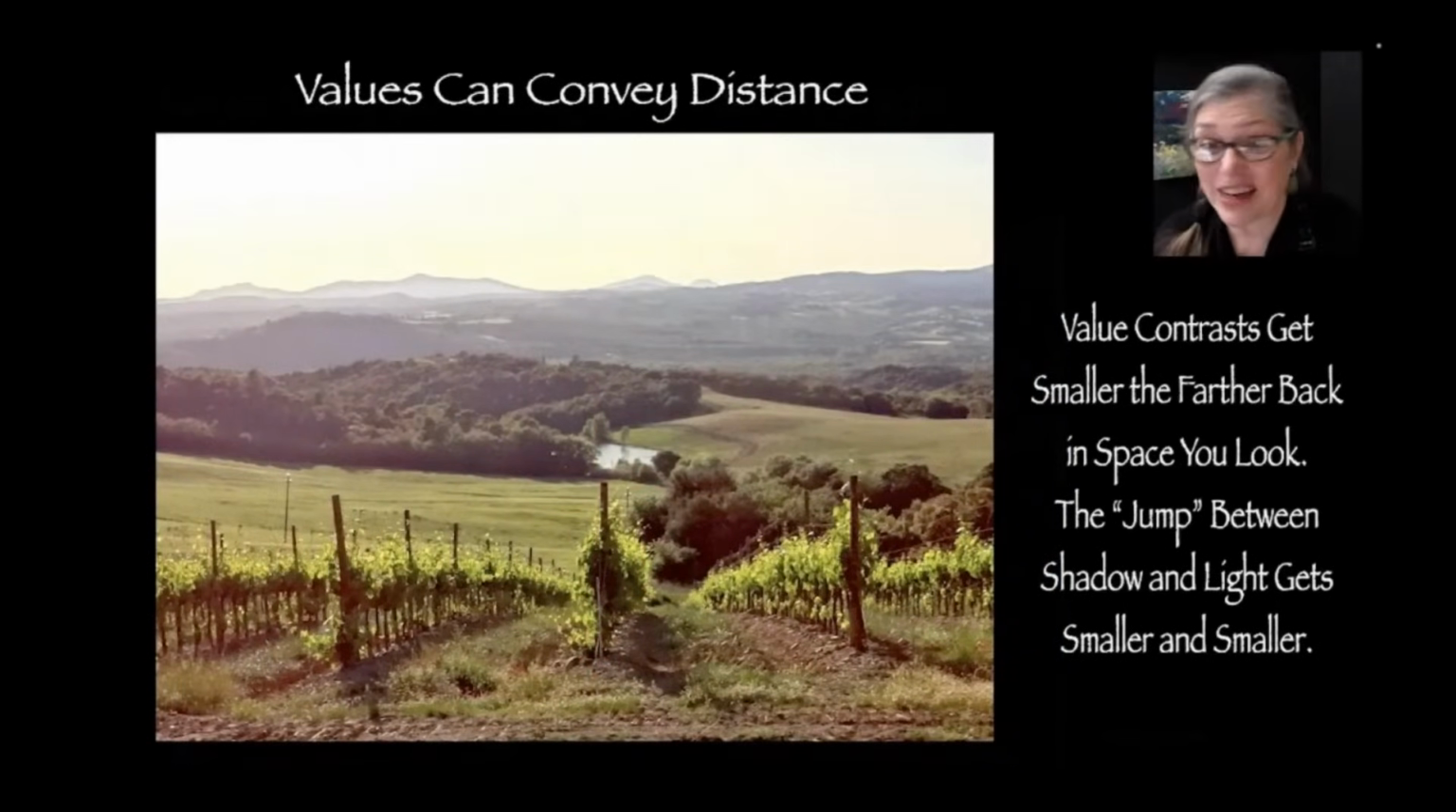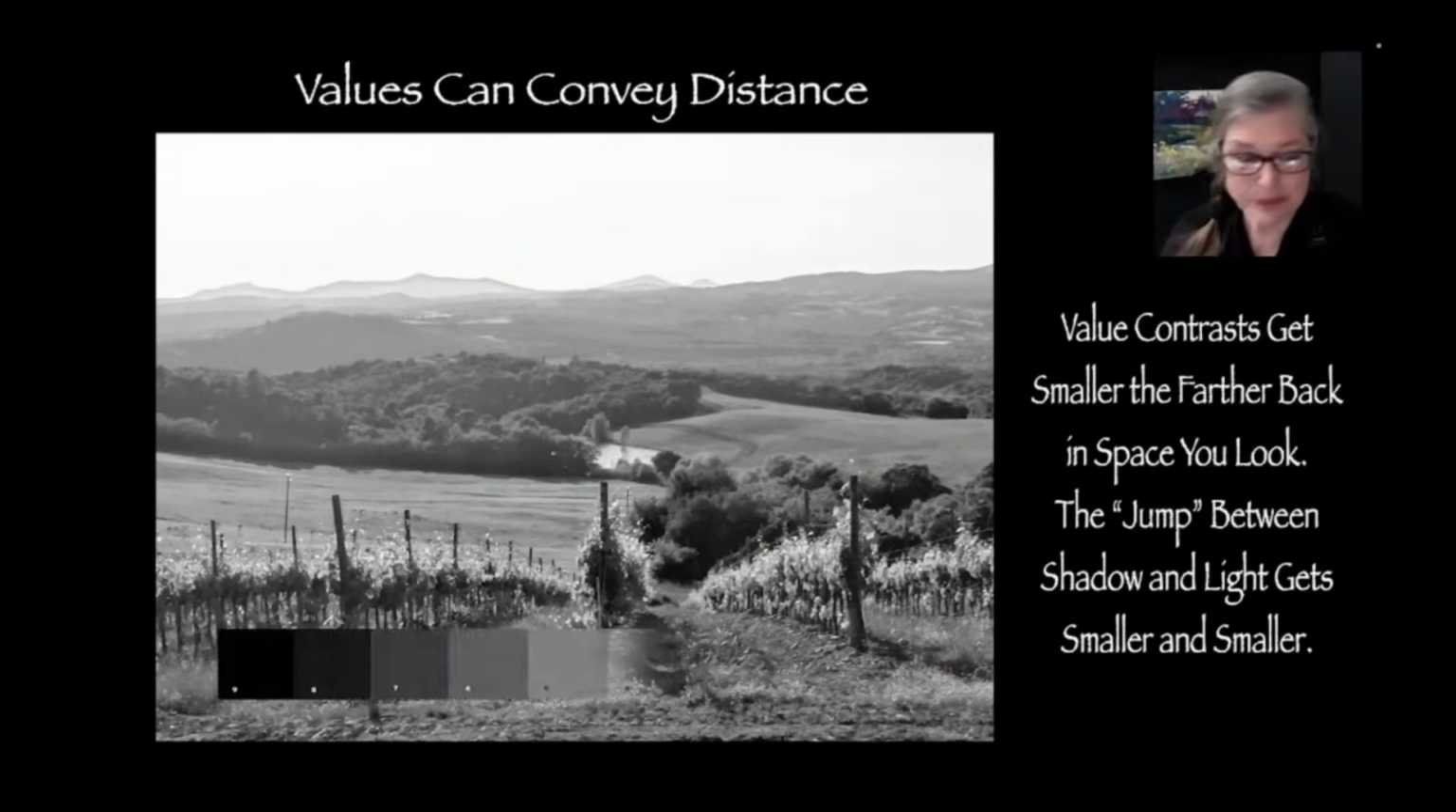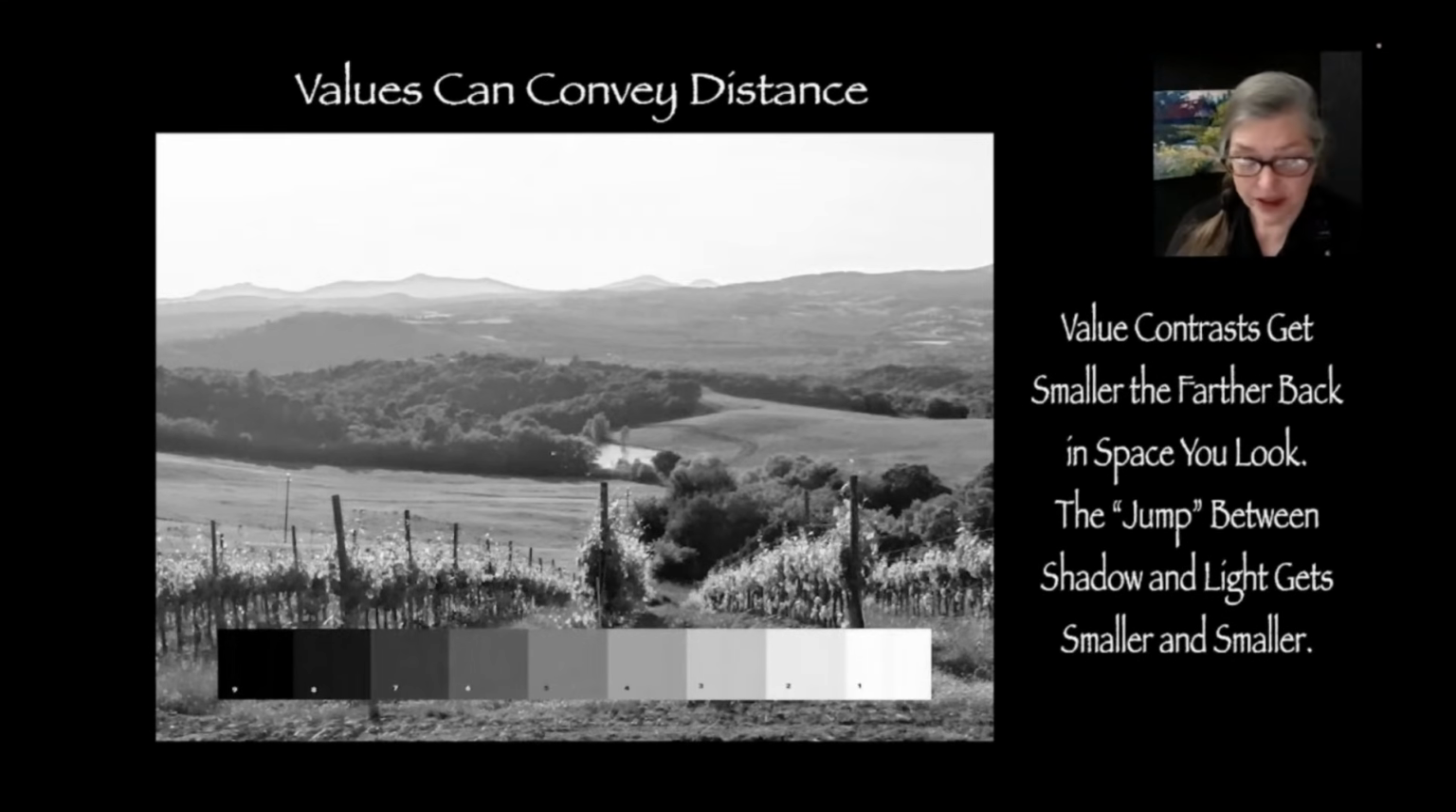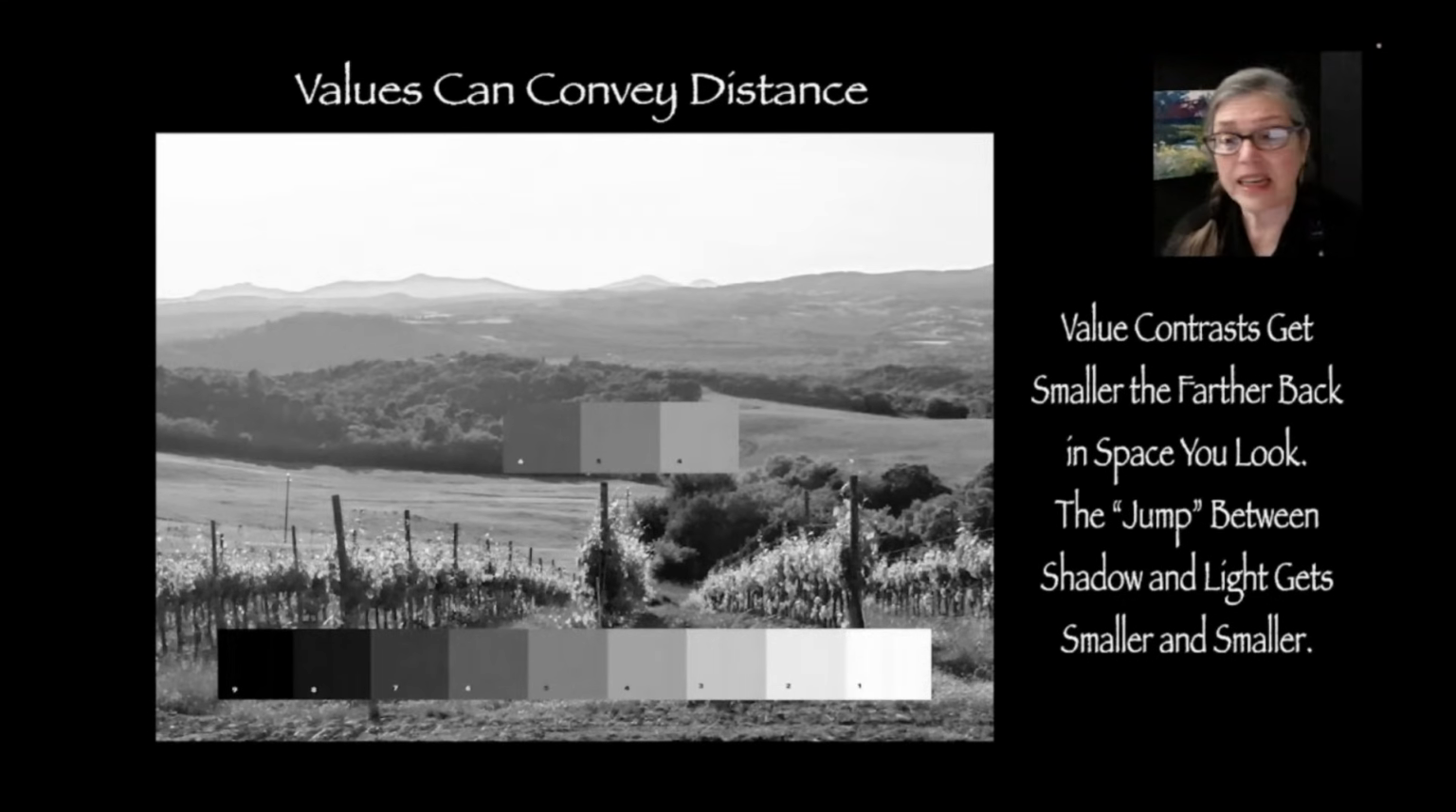Here's another thing values do. If you didn't think that was enough, values can convey distance. Let's look at that idea of value contrast again. A large value contrast, all the way from black to white, can often be seen in the foreground. That value jump from light to dark is largest in the foreground.